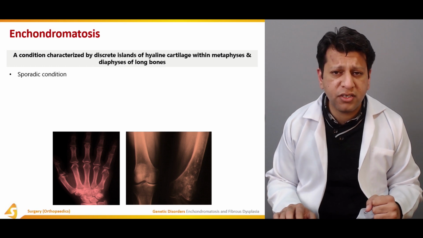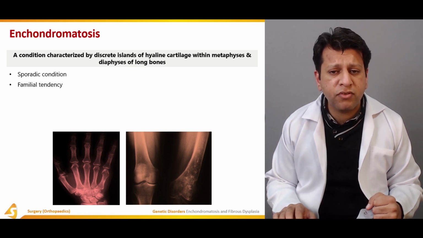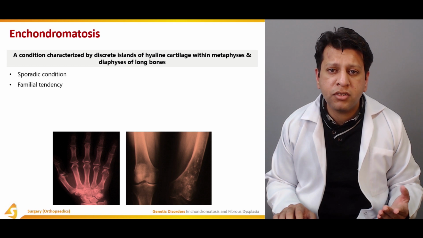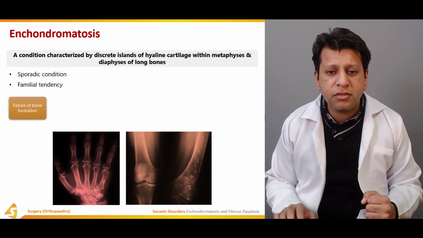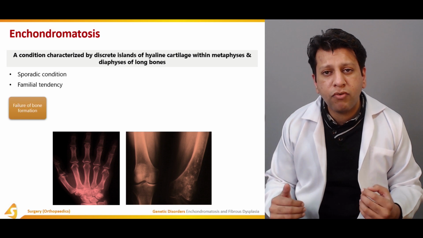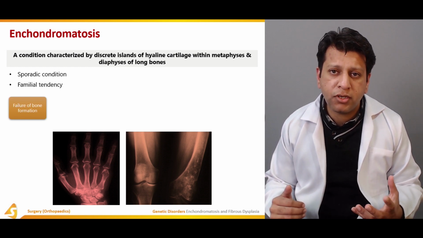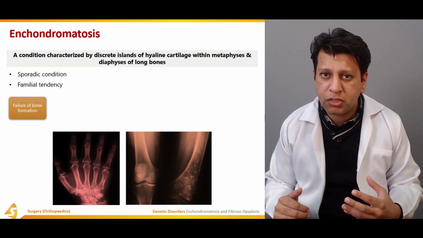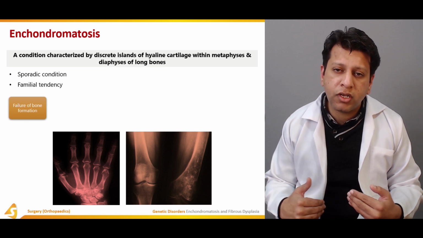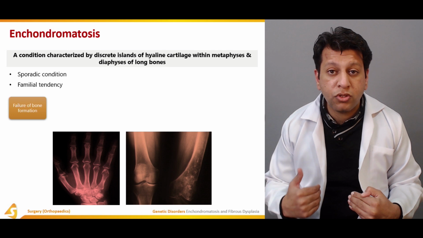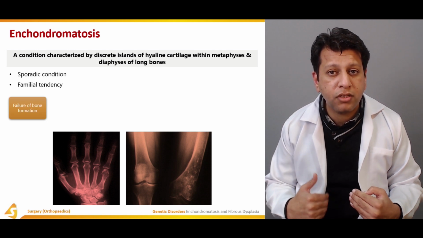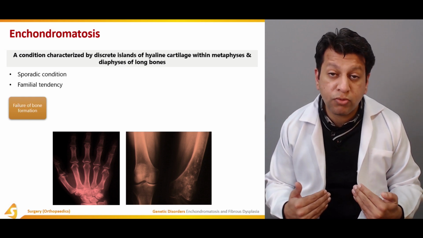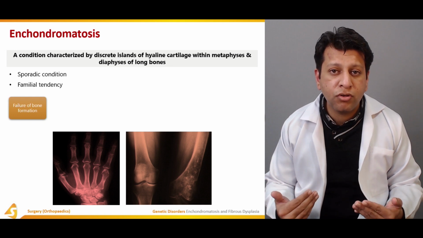It is usually a sporadic condition, but it has a familial tendency. The children born to parents with this condition usually have a tendency toward an increased number of enchondromas as well. As we know, bone is formed through endochondral ossification, the long bone especially. A primary center of ossification appears in the diaphysis, and the secondary ossification center is present in the metaphysis. This secondary ossification center results in formation of cartilage in the metaphysis. Once this cartilage is formed, it is converted into normal bone.